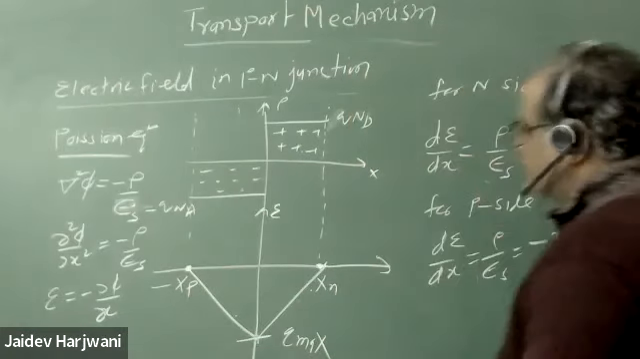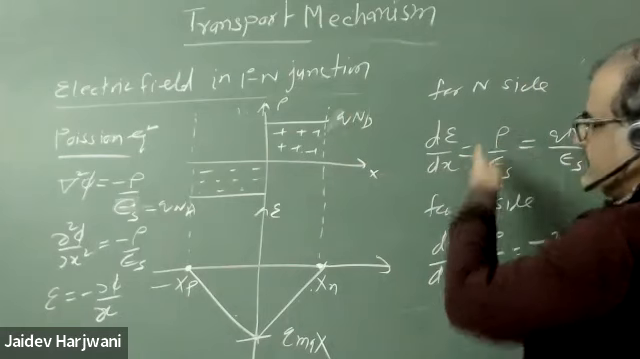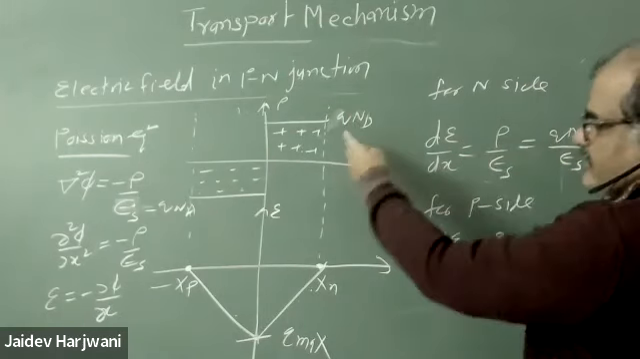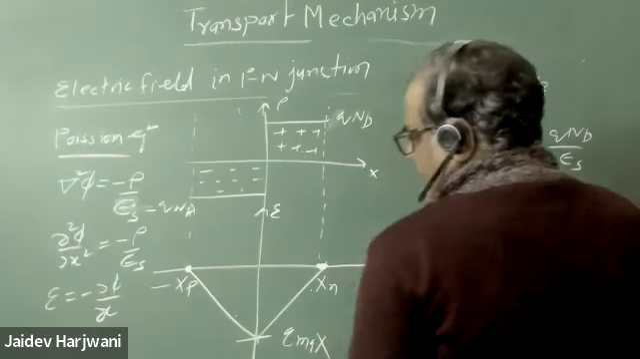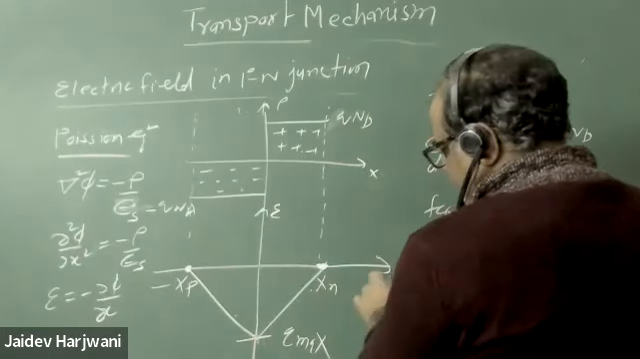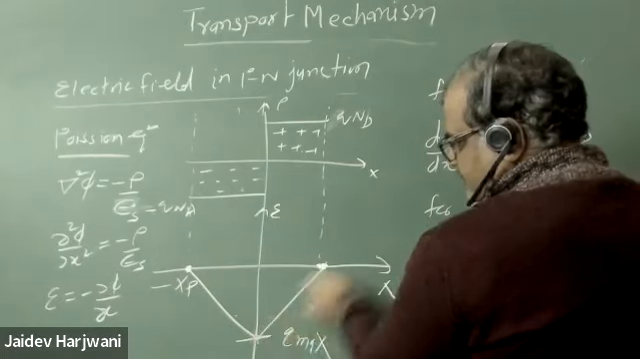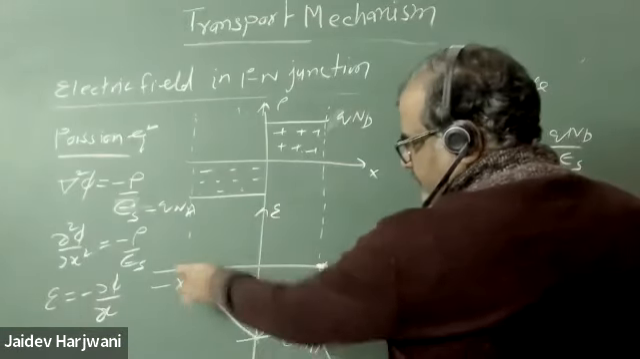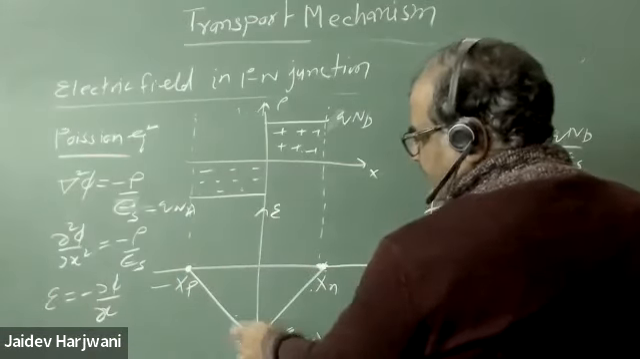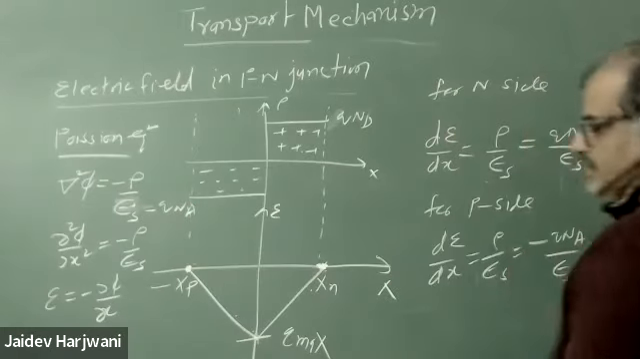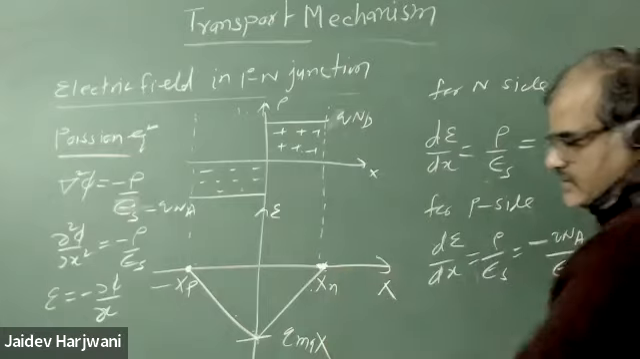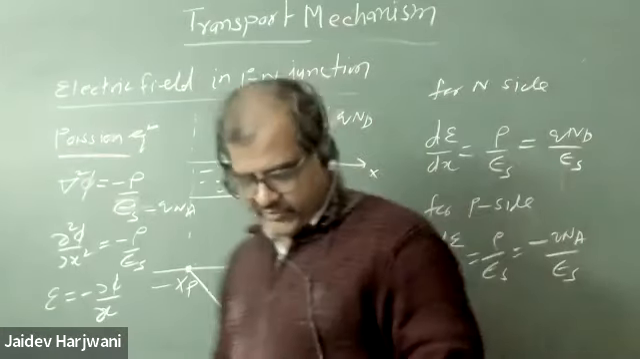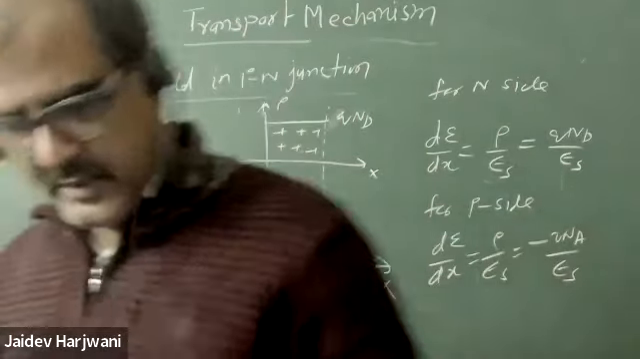I know my dE by dx is rho by epsilon S. I know the charge density, and I know the boundary condition: the electric field is 0 here and 0 here. The slope should be positive on one side and negative on the other, and both should match at the center. So this is the profile of the electric field. We'll discuss this in detail tomorrow. For the moment I'm stopping here.